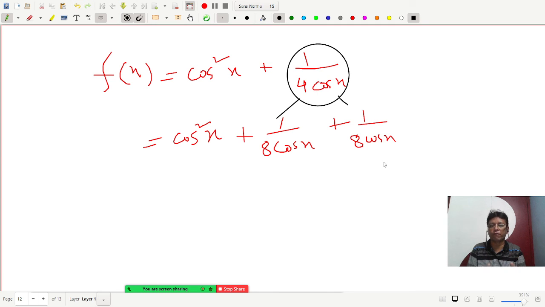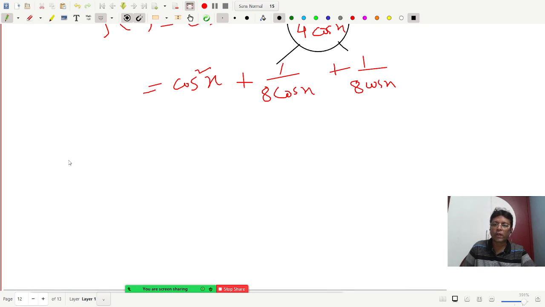You have to observe that if you apply AM ≥ GM, you have to apply it in such a way that on the right, the trigonometric function will be cancelled and you will have a pure number, so that you can get the maximum or minimum value. That's the technique, that's the target. So now you apply AM ≥ GM, considering three numbers.